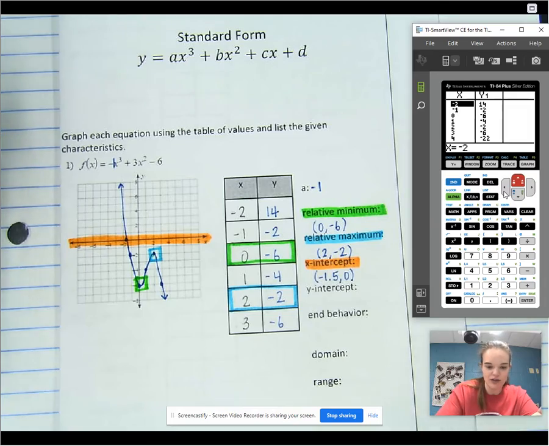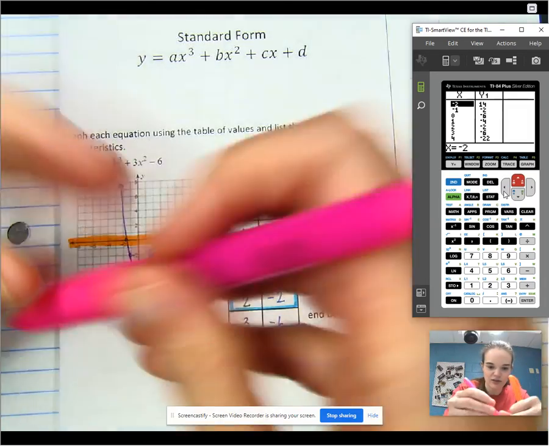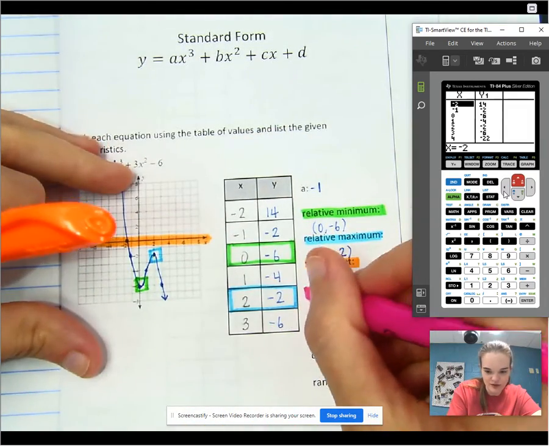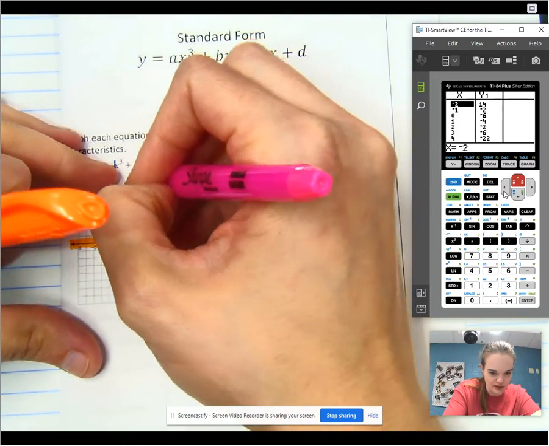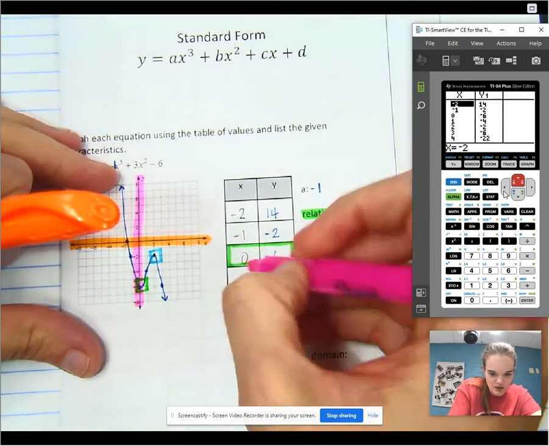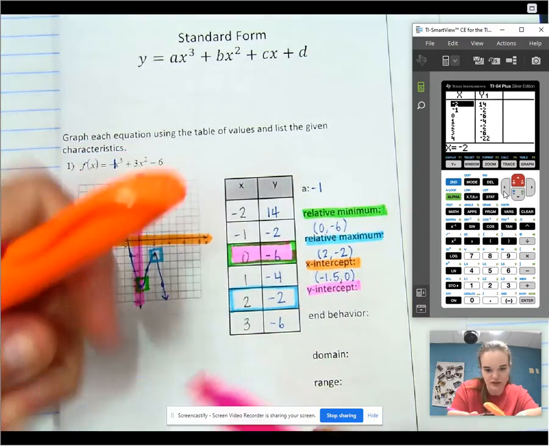The y-intercept is where it crosses the y-axis. If you don't see it on the graph, I promise it has one. You might have to grab your calculator and find it, but this one is on the graph. The y-intercept is 0, -6.